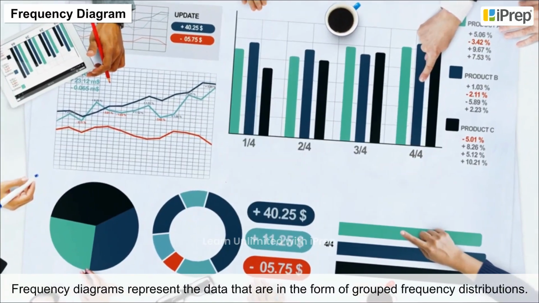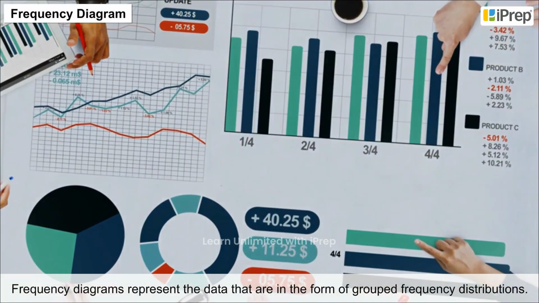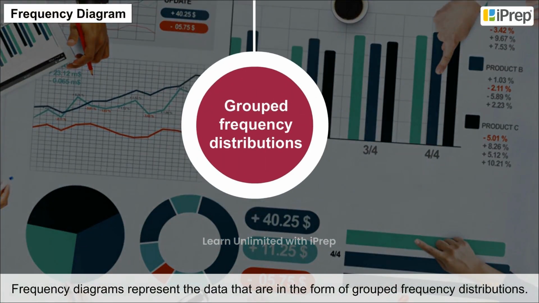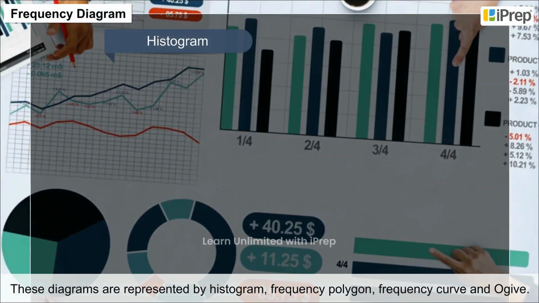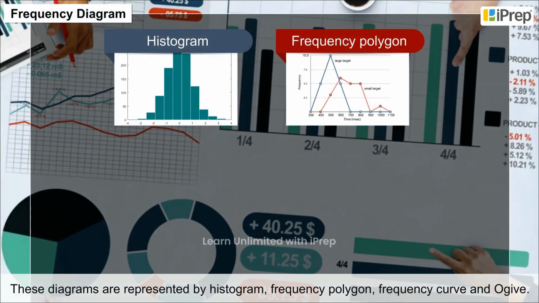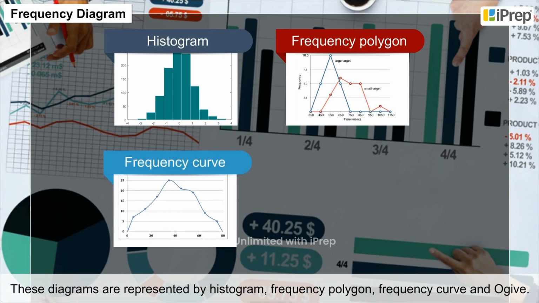Frequency diagrams represent the data that are in the form of grouped frequency distributions. These diagrams are represented by histogram, frequency polygon, frequency curve, and ogive.